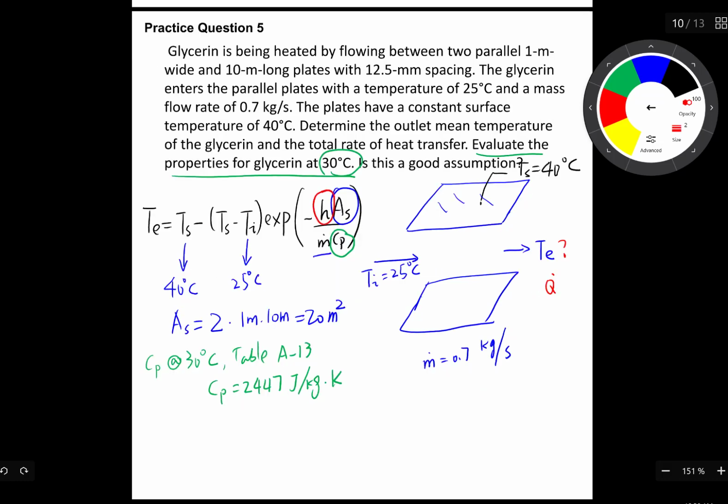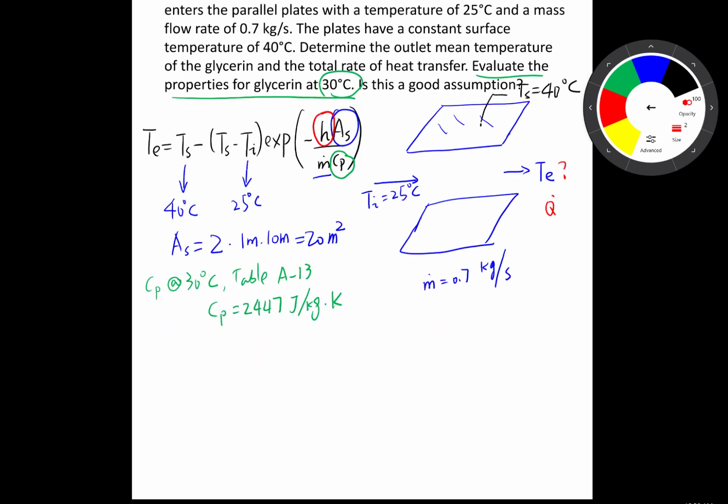Now the unknown is this h. So again, we need to determine Reynolds number. Note, this is very important. How do we determine Reynolds number for a non-circular plate? Reynolds number, you know, is Vd over nu. For a non-circular plate, we need to use this hydraulic diameter.